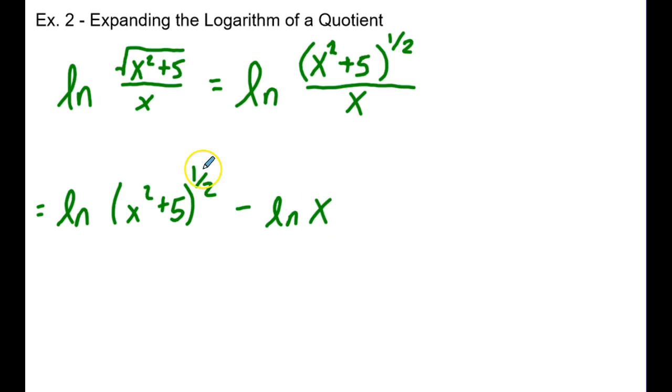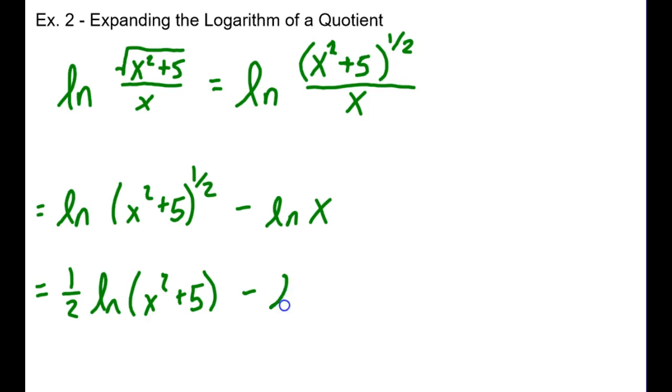Then the last step, if we have an exponent, we have to use the power rule. We bring that exponent down as a coefficient. So this is equal to 1/2 times the natural log of x squared plus 5 minus the natural log of x. And at this point, we're done because x squared plus 5, we have to consider that as one factor.